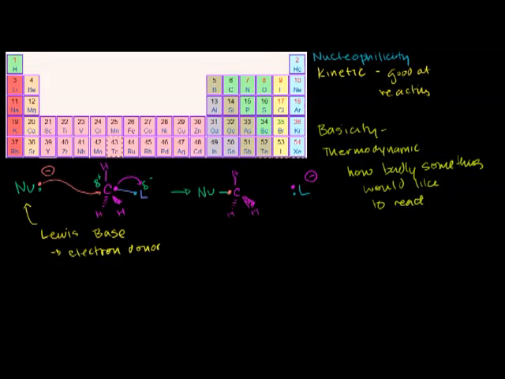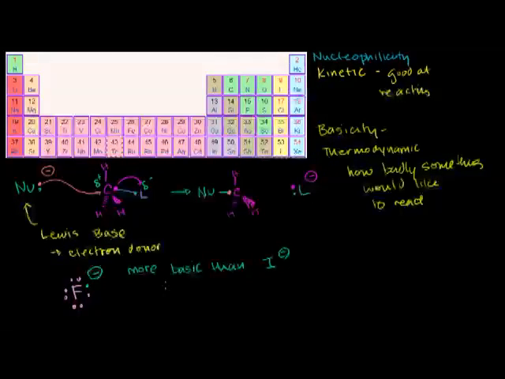Let's think about this. We saw the situation, actually I say fluoride. So fluoride looks like this. Seven valence electrons for fluorine, and then you have it swiped one extra electron away. You get fluoride. So fluoride is reasonably basic. It is more basic than iodide. But in a protic solution, it is less nucleophilic.